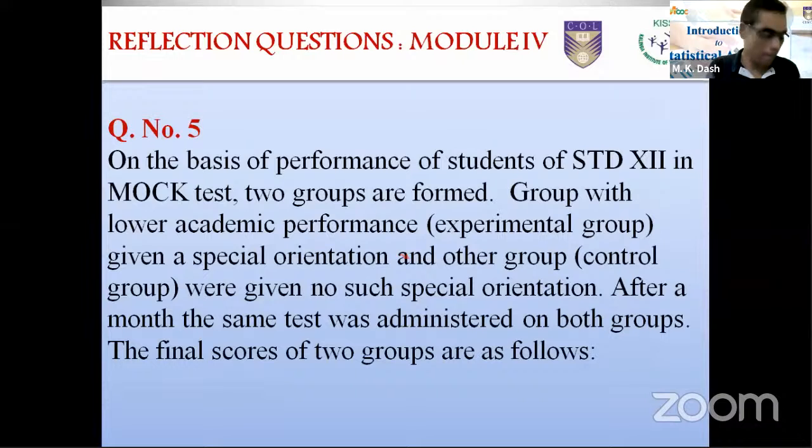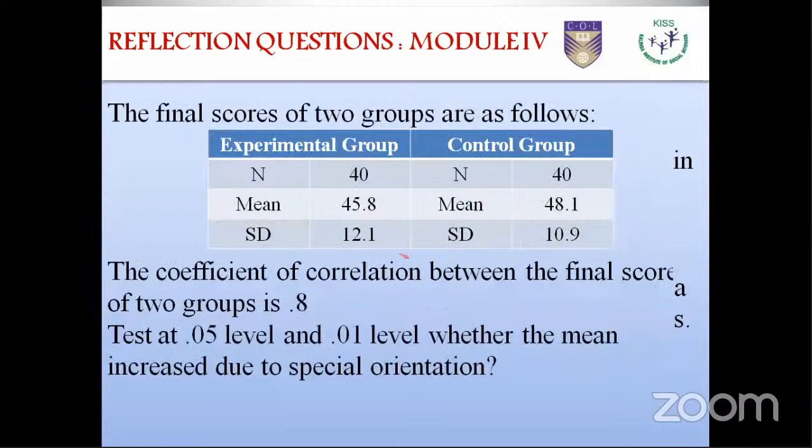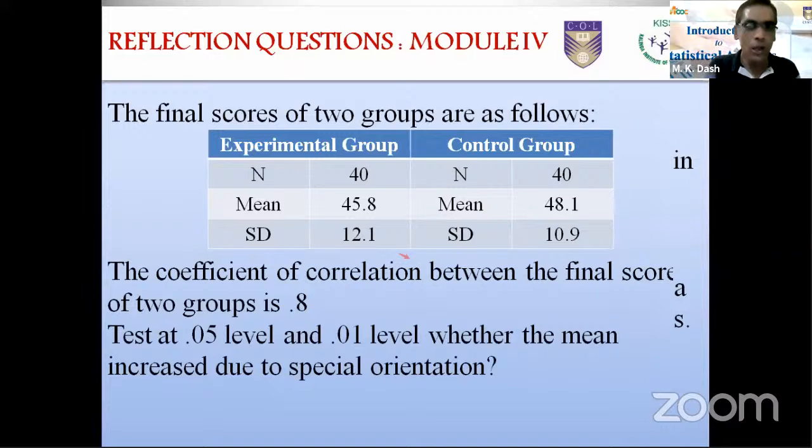On the basis of the final score of the two groups, this and this. See, here the coefficient of correlation between the two groups is given. It is 0.8. Look into the nature of the question and the data given in the question.